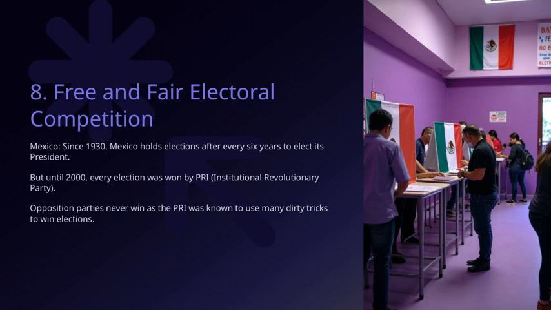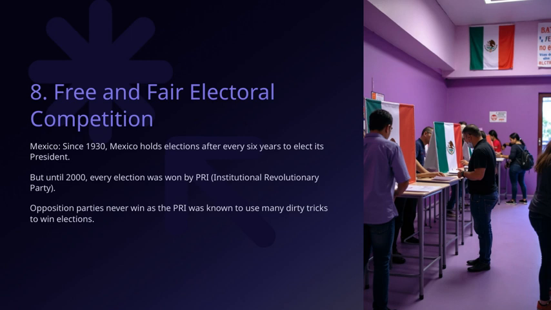This dominance was maintained through various means, and it's important to understand that opposition parties rarely had a real chance to win. The PRI was known for employing a range of tactics, sometimes dirty tricks, to secure their victory. This included electoral manipulation and other unfair practices that hindered genuine competition.